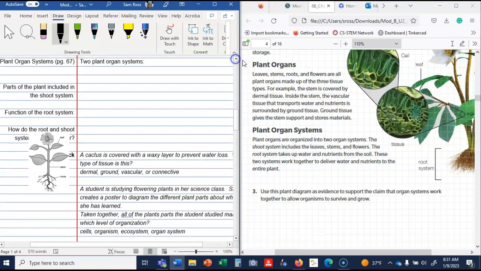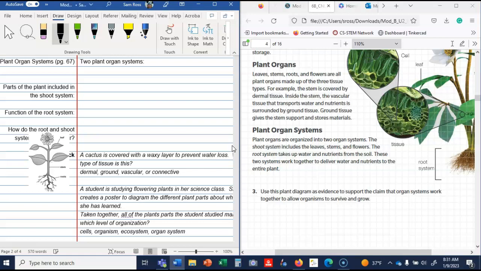Now we have organ systems, in plant organ systems. There are 2 organ systems in the plant: the shoot system and the root system. The parts of the plant included in the shoot system are leaves, stems, and flowers. The root system takes up water and nutrients from the soil. So that's the function of the root system.